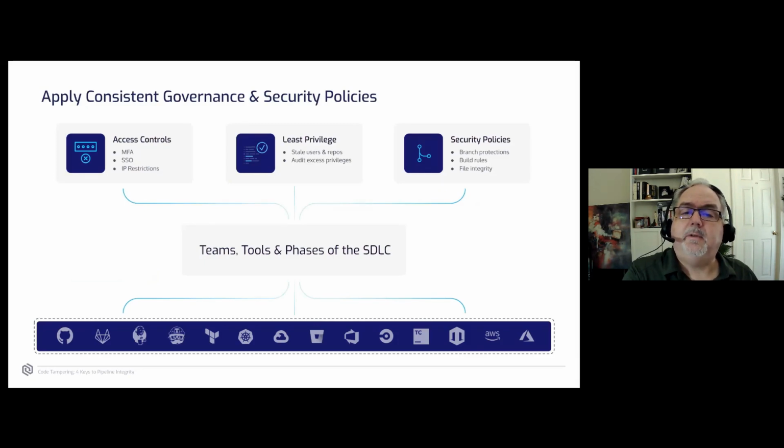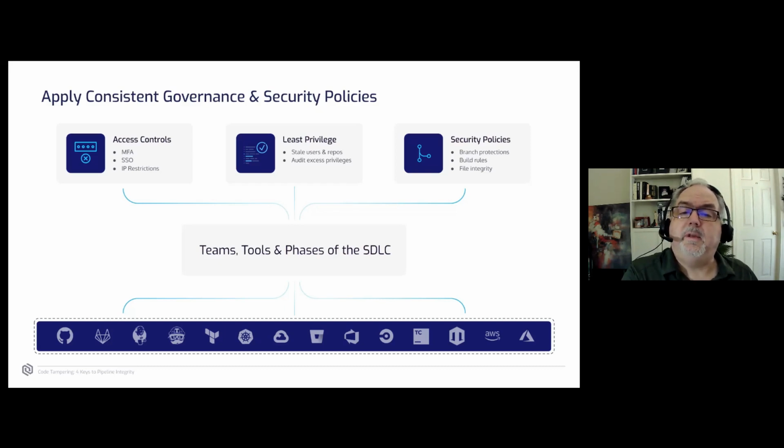Leveraging consistent access controls, least privilege practices, and security policies is a simple idea that can be surprisingly complicated to operationalize. Consider the various tools used by your team. How do you ensure MFA is applied to all users in each tool that makes up your SDLC? How do you enforce consistent policies across GitHub and Jenkins and JFrog?